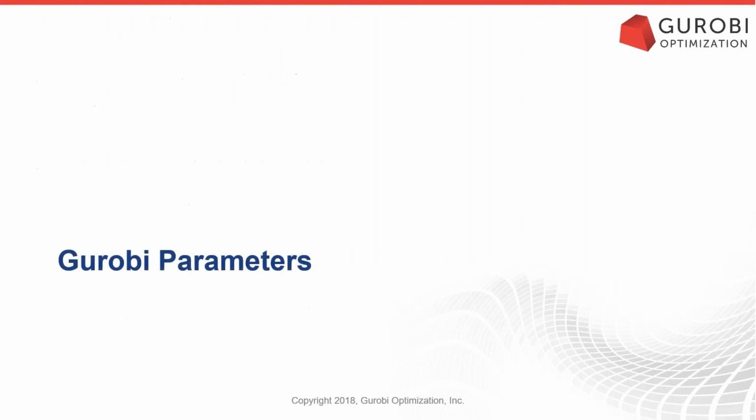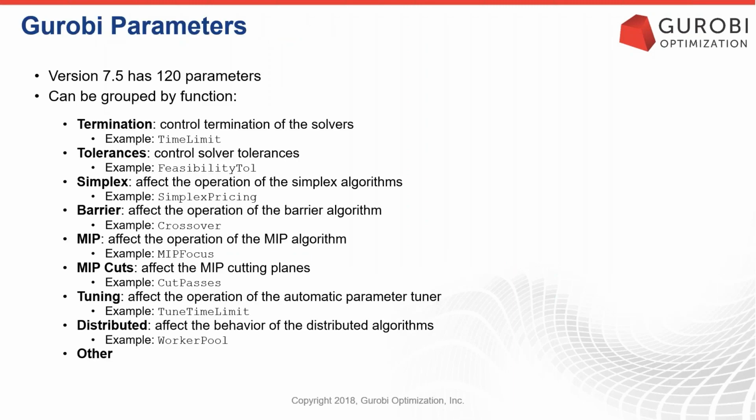And now we take a look at the parameters. So the ways how you can adjust parameters, how you can influence what Gurobi does with your model. And Gurobi has a huge number of parameters. So it's roughly 120 right now for the latest release 7.5. And you can group them by functions. So they do very different things.